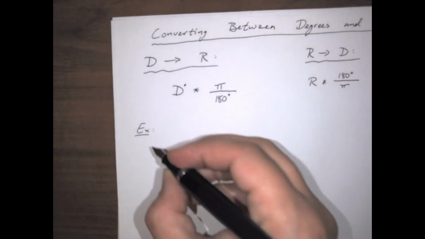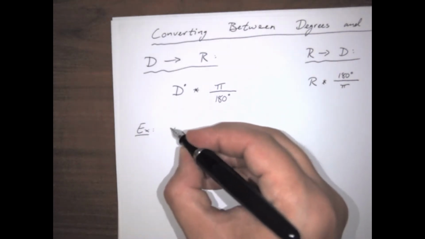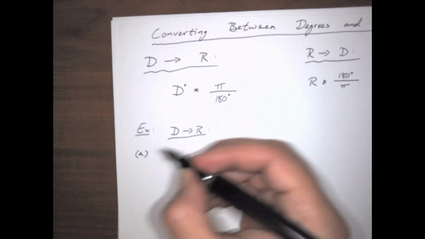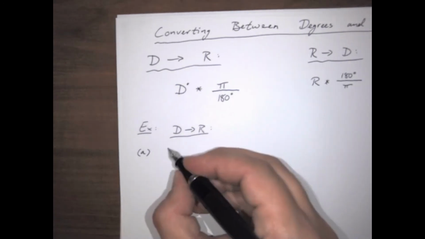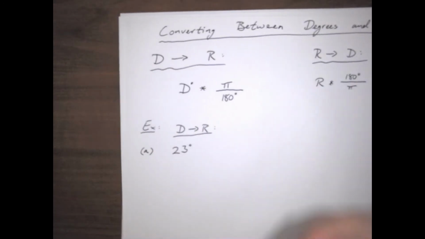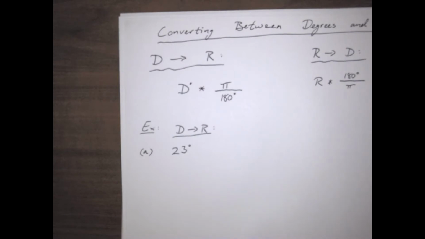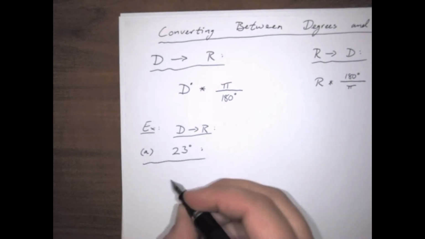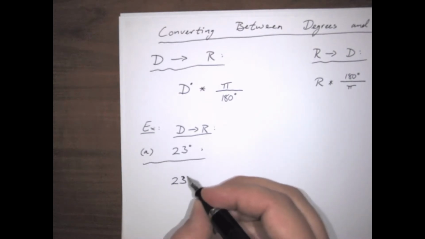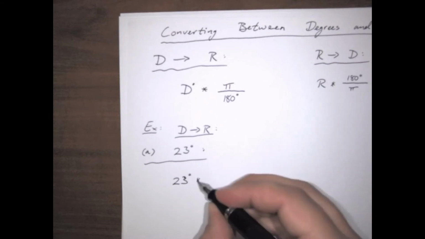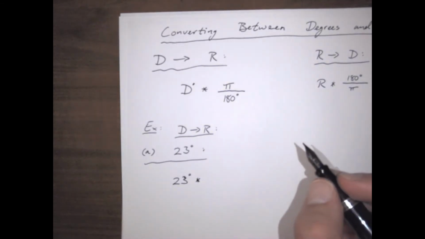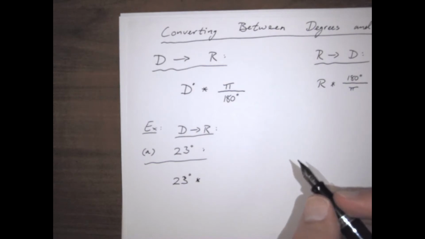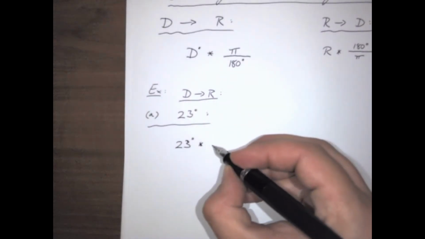So for example, let's say degrees to radians first. What did I say before? 23 degrees. How about that? It's a nice random angle. Okay, how does that work? So 23 degrees times... Effectively here what we're doing is multiplying it by 1. Pi and 180 degrees are the same thing, and so this over itself equals just 1.